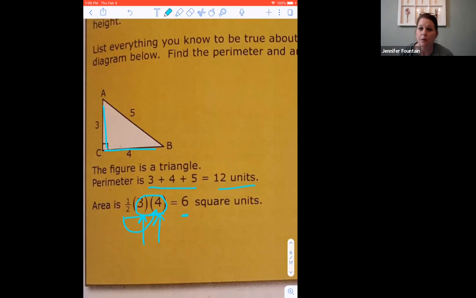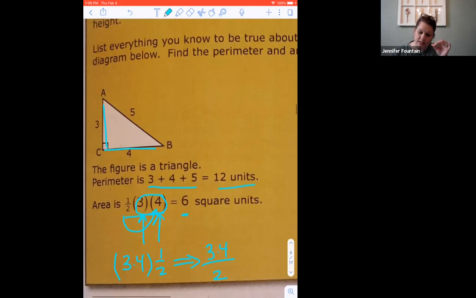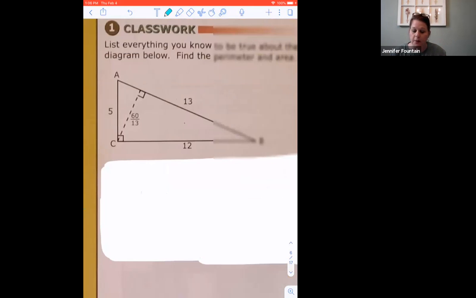So you can either take half of a number and then multiply it by the other, or you can multiply your two numbers together and then multiply them by half. Remember, multiplying by 1/2 is the same as dividing by 2, okay? So if I multiply 3 times 4 and then I multiply by 1/2, that's the same as saying 3 times 4 divided by 2. So multiplying by 1/2 is the same as dividing by 2. Okay, so let's go ahead and take a look at our picture over here.